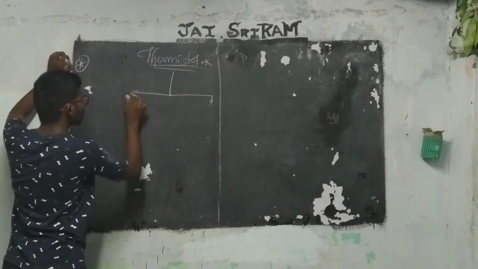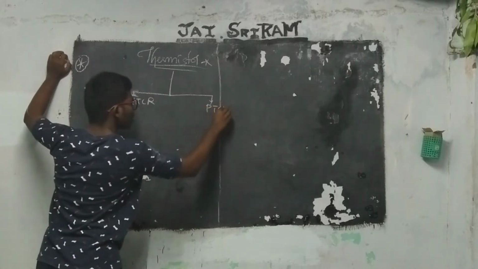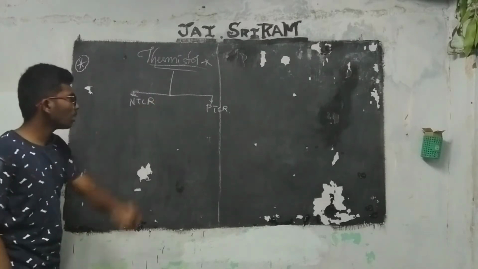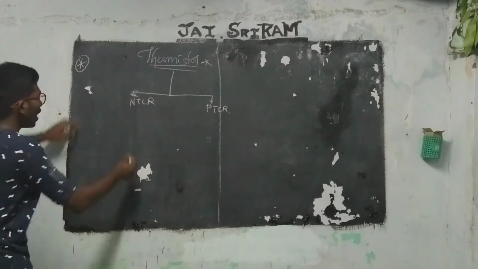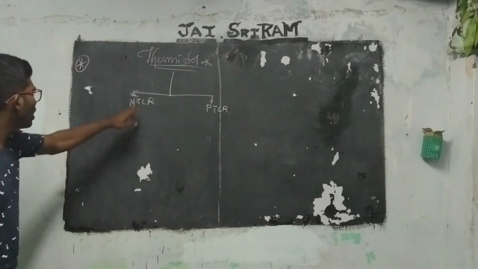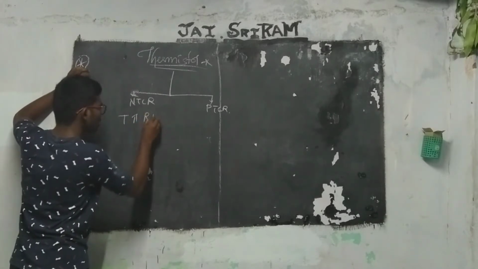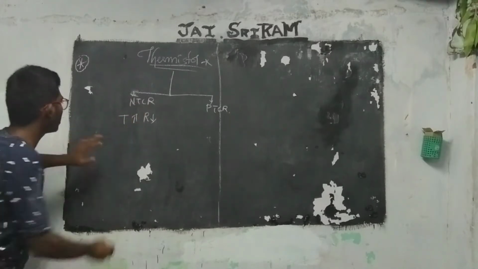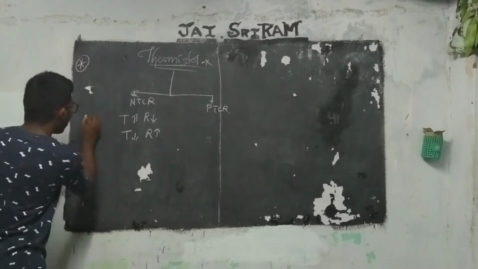NTCR and PTCR: negative temperature coefficient resistor and positive temperature coefficient resistor. For this, I want to teach one thing: they depend upon temperature. First of all, in NTCR, if temperature increases, resistance decreases. Simple. That's all. If temperature decreases, resistance increases. That's all. This is the hot case.